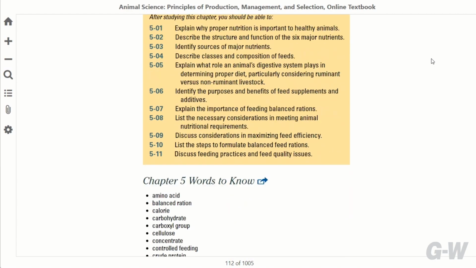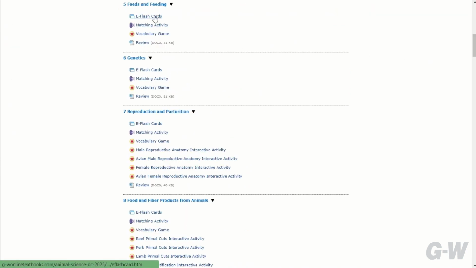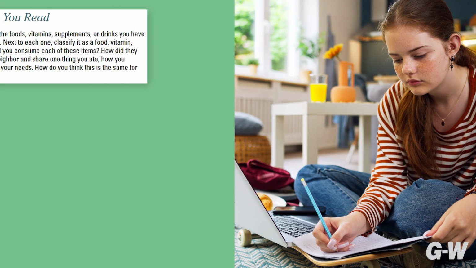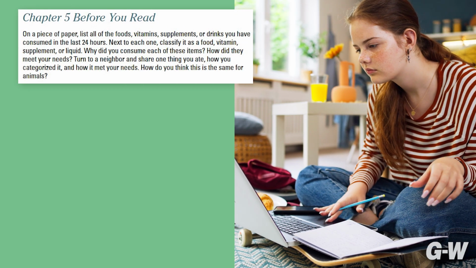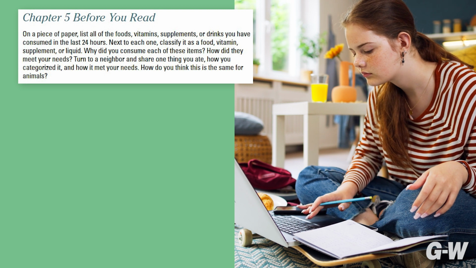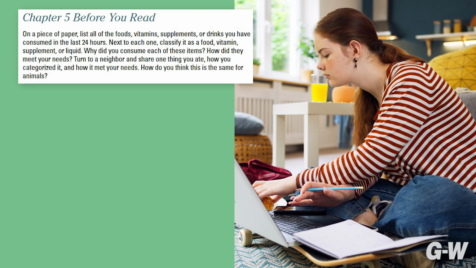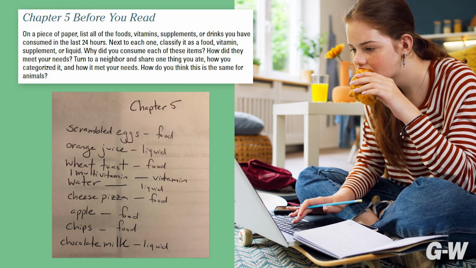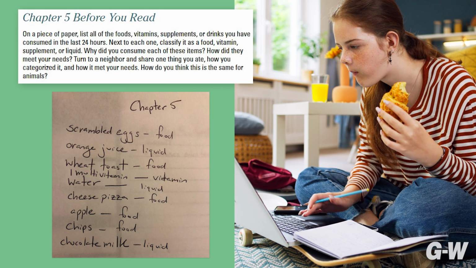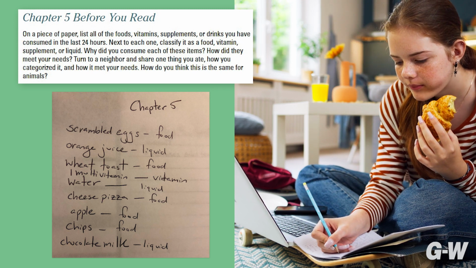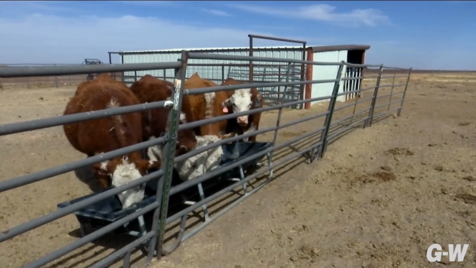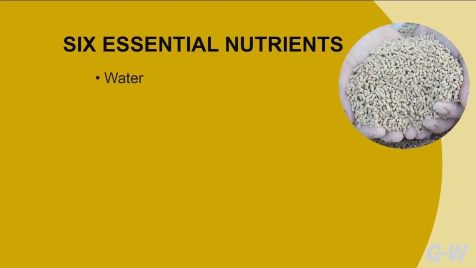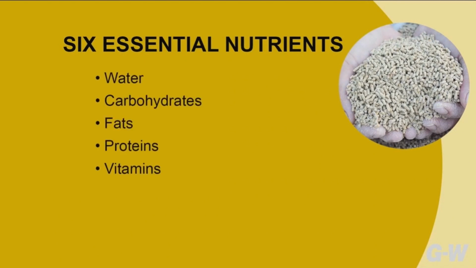Chapters start with learning outcomes and words to know, with online flashcards available for review. Before you read activities get students thinking about the chapter topic and encourage the use of graphic organizers and note-taking. In Chapter 5, students list everything they've consumed that day, classify it, and share with a neighbor as they start thinking about nutrition in animals. Online, students can get excited about the feeds chapter by watching a video that introduces animal feeds and feeding.